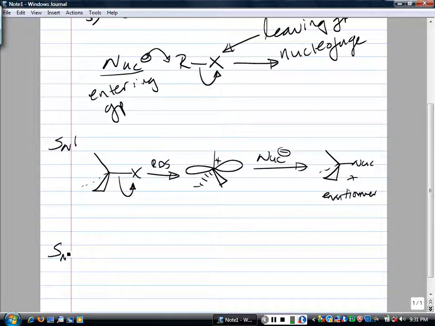On the other hand, in the SN2 reaction, what we have is our substrate. Oh, shoot, this should be X. We have our substrate.